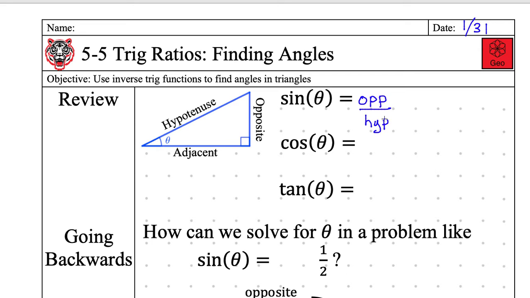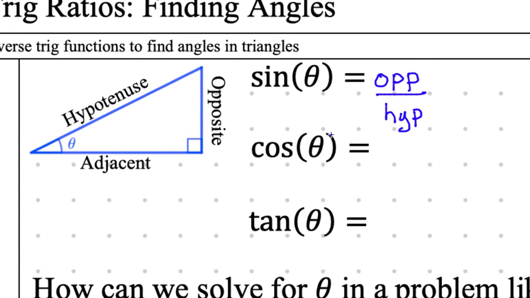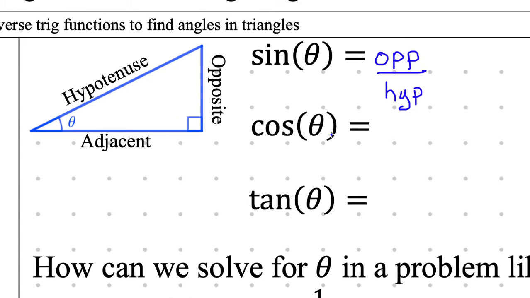What about cosine? Quiet raised hand. What is the ratio for cosine? Two people know? I need more people to know. SOHCAHTOA. Wait, can you know but not answer? I want you to answer. Yes, Julian. SOHCAHTOA. Sound it out. What letters are you using? You only have O, A, and H. Those are the only letters you get to use.